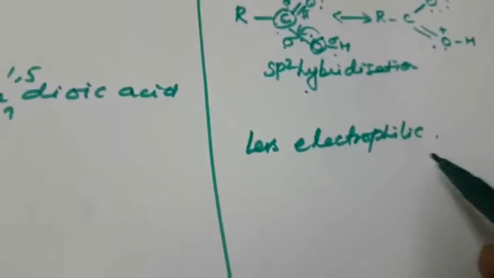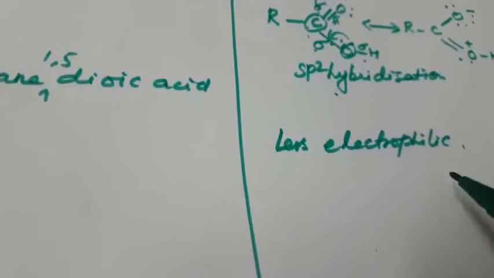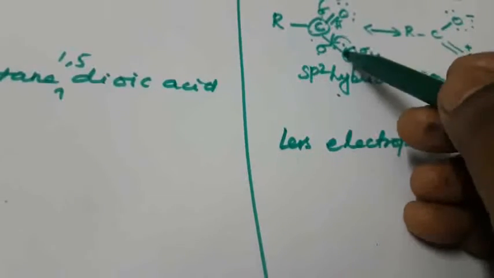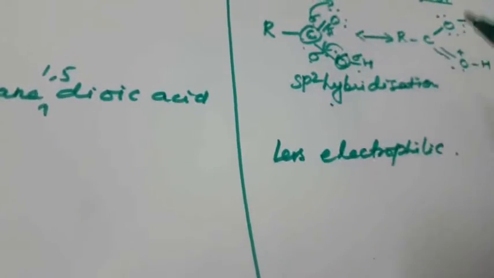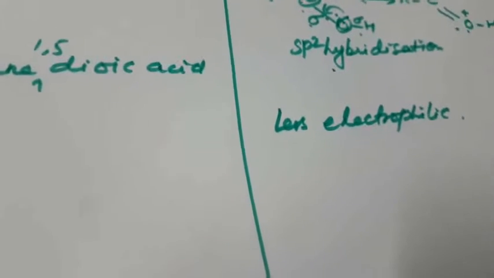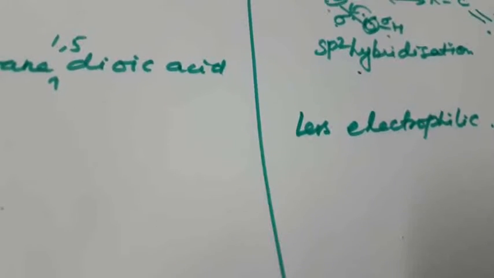Less electrophilic because of the resonance structure, delocalization of the lone pair of electrons from the oxygen in the hydroxyl group. So oxygen donates from here to the hydroxyl group, pushing electrons outward. So that is the reason it is less electrophilic than the carbonyl carbon. Okay, so that's all about the structure of the carboxyl group.